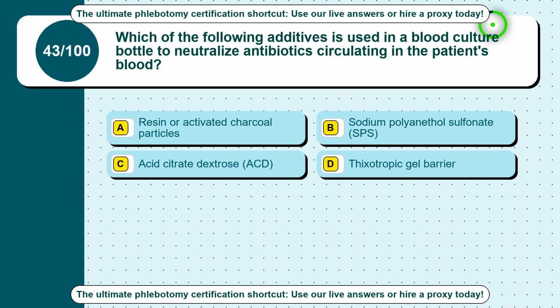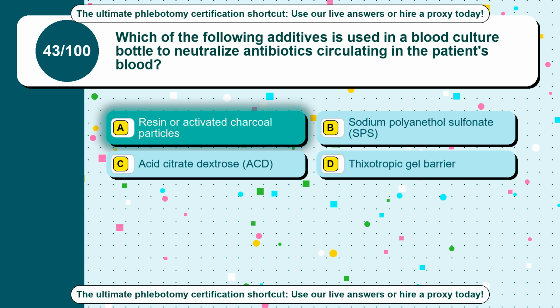Which of the following additives is used in a blood culture bottle to neutralize antibiotics circulating in the patient's blood? Option A. Resin or activated charcoal particles. Option B. Sodium polyanethol sulfonate, SPS. Option C. Acid citrate dextrose, ACD. Option D. Thixotropic gel barrier.